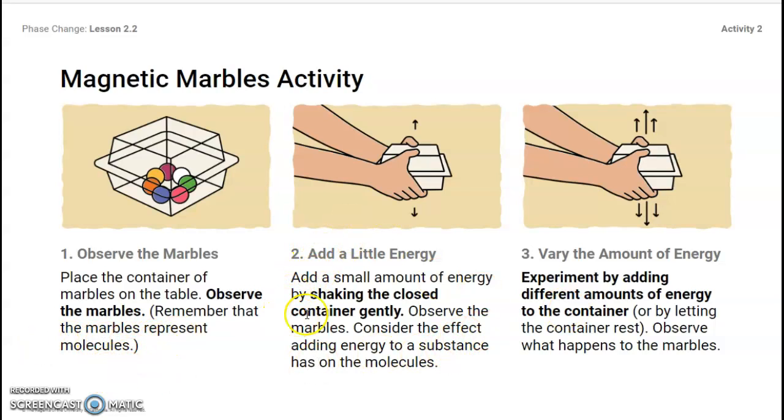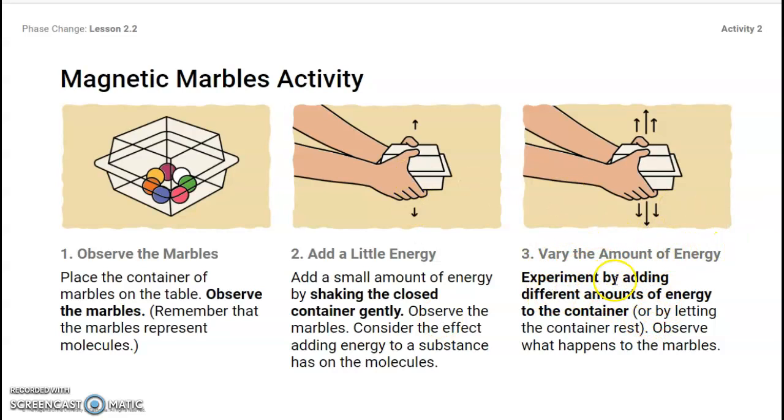Then for part two, you're going to add a little bit of energy by shaking the closed container very gently. We're not going to shake it abruptly, just very gently. So you're demonstrating one of the phase changes by shaking it very gently. Consider the effect adding energy into the substances has on the molecules. So remember, shaking gently is going to be a solid, correct? Just very gently. Could end up becoming a liquid, but it's going to start as a solid.